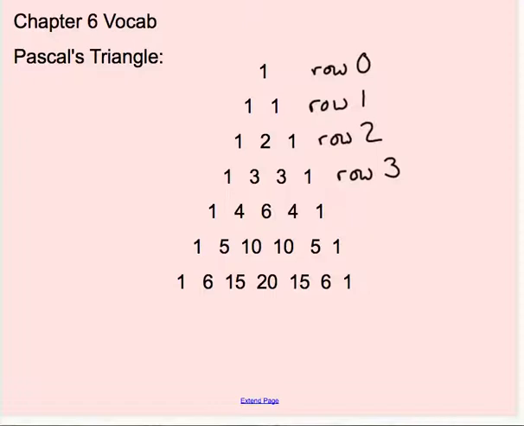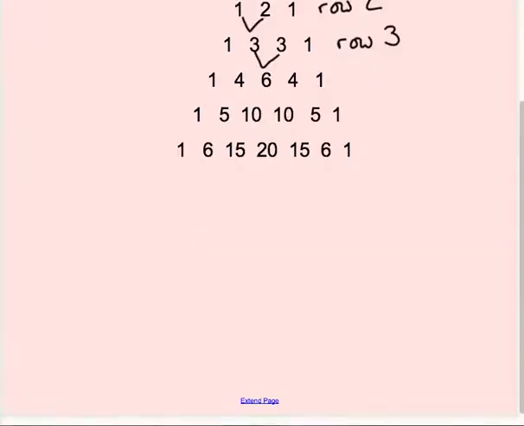So to generate the next row in Pascal's triangle, you add the two terms above it in the previous row. So 1 plus 1 gives you 2, 1 plus 2 gives you 3, 3 plus 3 gives you 6, and so on. So let's take a look at generating the 8th row, row 7 in Pascal's triangle.